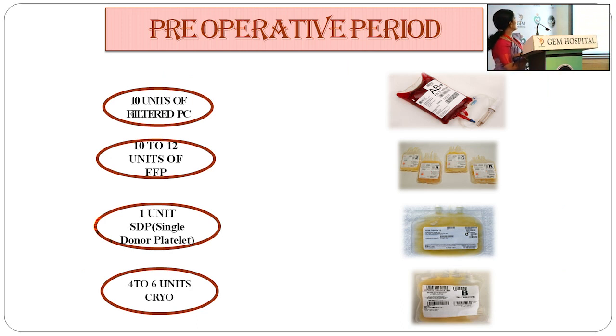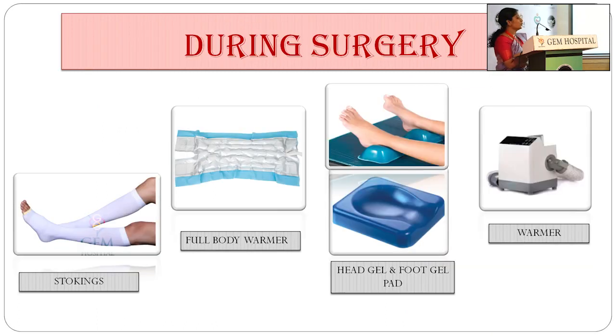During the preoperative period, we have to arrange for a minimum of 10 units of filtered packed cells, 10 to 12 units of fresh frozen plasma, 1 unit of single donor platelets. In liver transplant surgeries, only we will use single donor platelets, and 4 to 6 units of cryoprecipitate.